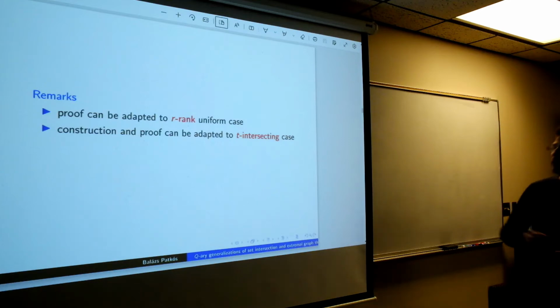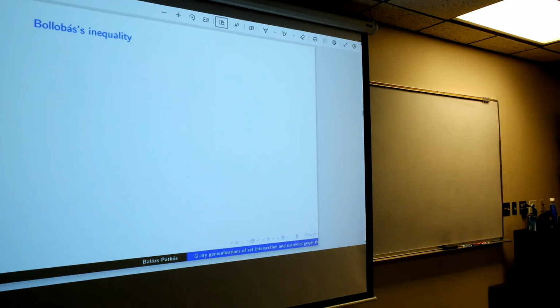And a final comment: in the case when S is even, the T-intersecting version is also trivial. So you just take the union of S of T stars, or sorry, the intersection of T stars. There is a corresponding construction for this telescopic T star. And we can prove that if n is large enough, then we can determine the size of the largest T-intersecting family. Okay. Now this is the part that I will skip.